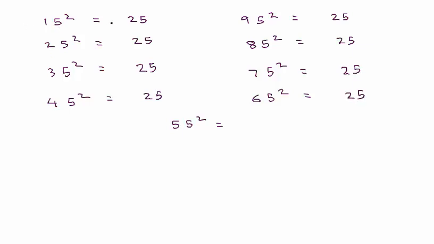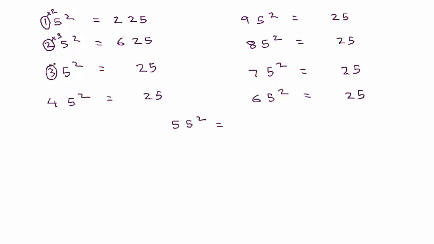Now, the number that's before 25 is so easy. All you need to do is multiply this number with 1 more than this number. So 1 multiplies with 1 more than 1, that's 2. So 1 times 2 is 2, right? So 15 square is 225. Similarly, 2 multiplies with 1 more than 2, that's 3. And 2 times 3 is 6. So 25 square is 625.